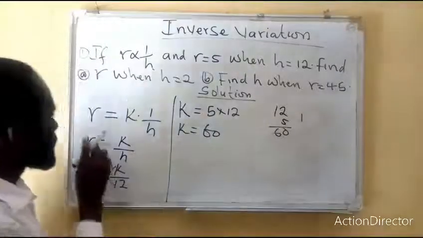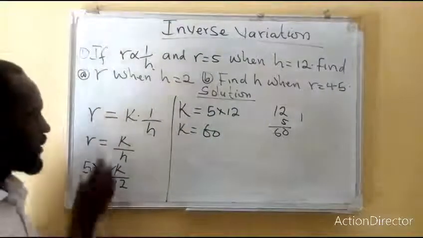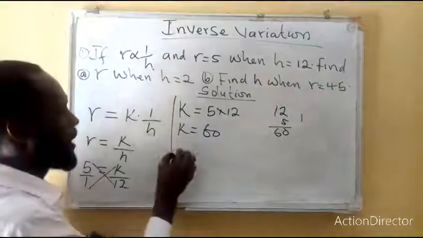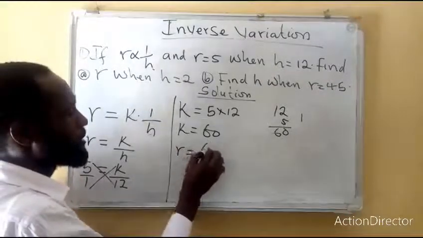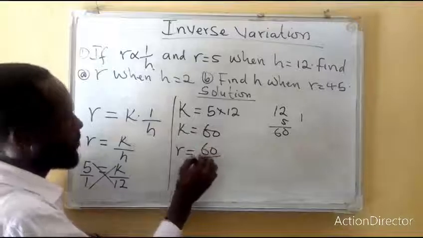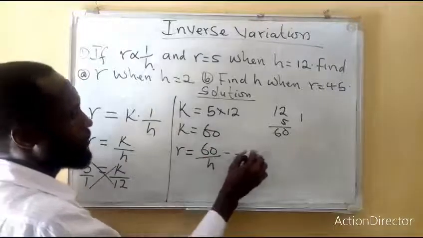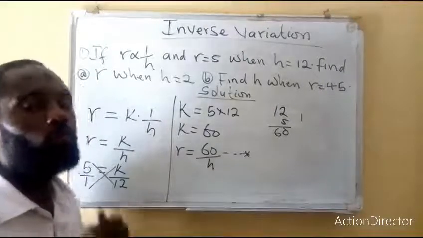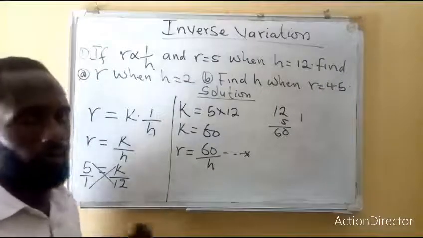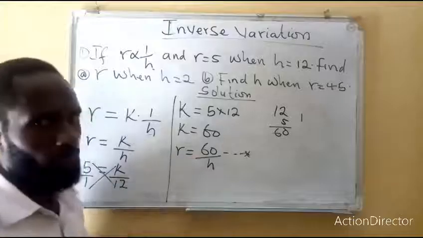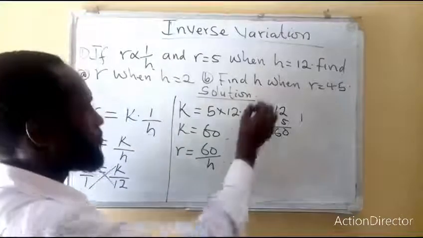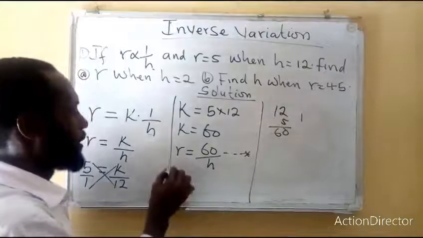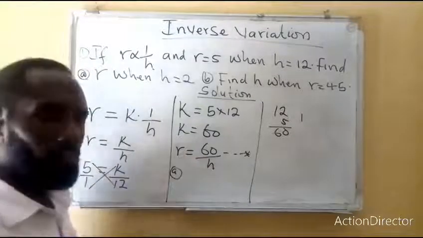So we are now going to put the value of K in this equation. That is, R is equal to 60 over H. This is what we call the formula connecting R and H. In a situation whereby you are asked to find the formula connecting R and H, this is how to find the formula.